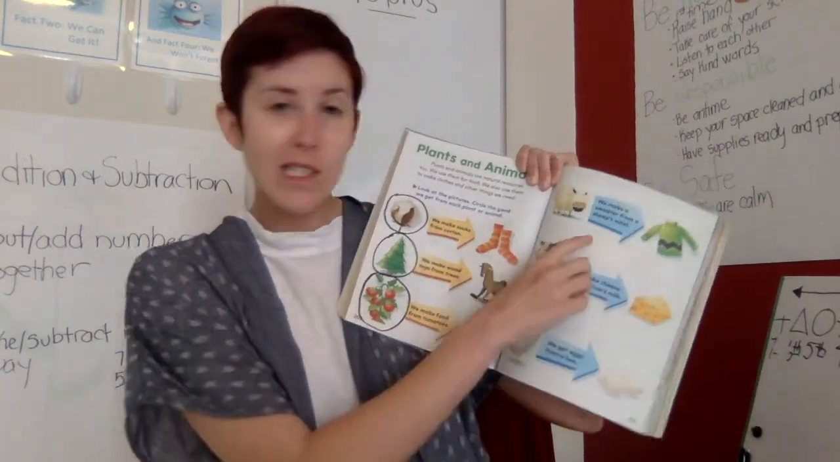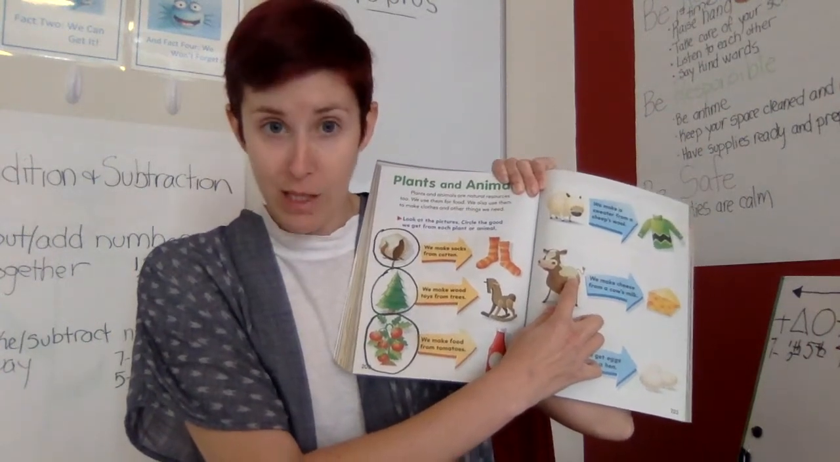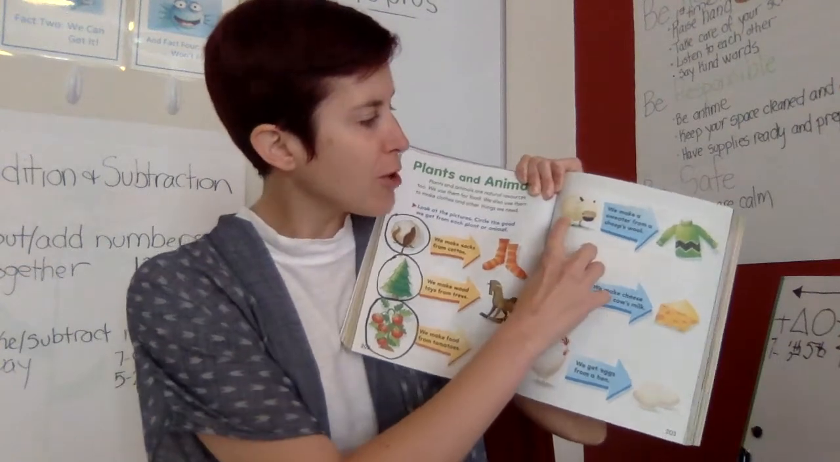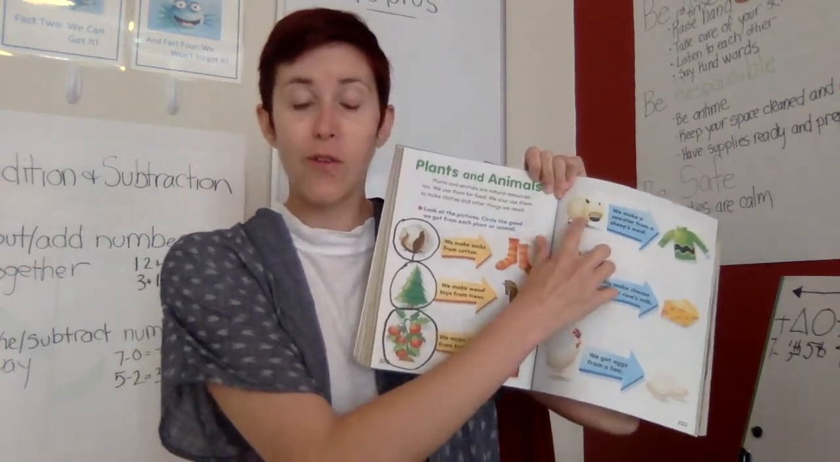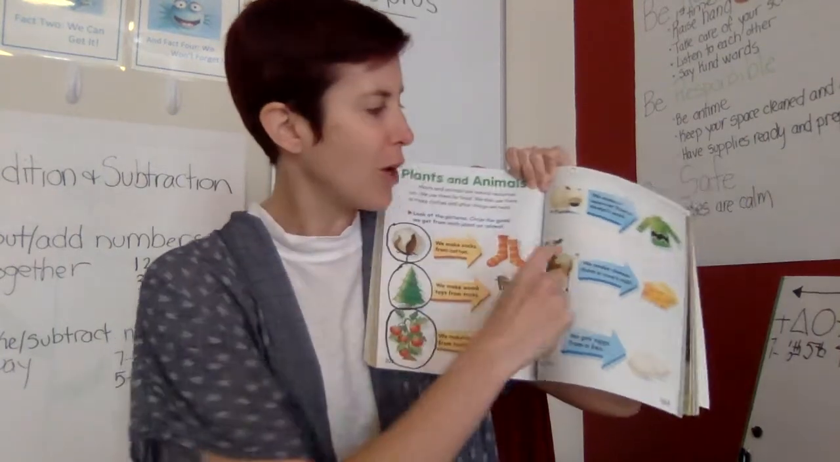All right, so on this side, we are going to circle the man-made object. I want you to circle the man-made object. So the first one we're going to do together, and then the last two you're going to do on your own.